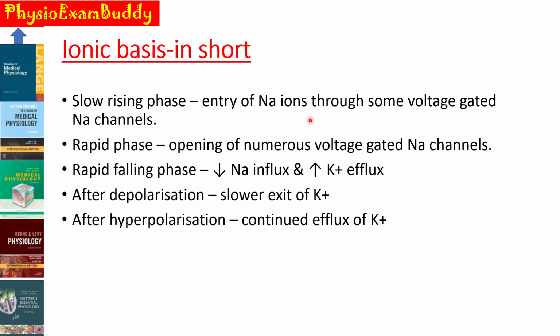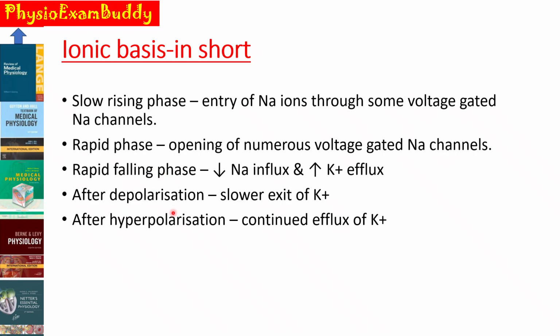So the ionic basis, in short: the slow rising phase, that is from -70 to -55, is because of the entry of sodium ions through some voltage gated sodium channels, which will cause the positive feedback mechanism of the Hodgkin cycle, resulting in the opening of numerous voltage gated sodium channels and sodium influx, resulting in the rapid rise in the depolarization phase. This will be followed by a rapid falling phase because of the decrease in the sodium influx as well as potassium efflux, which is responsible for the rapid repolarization phase.